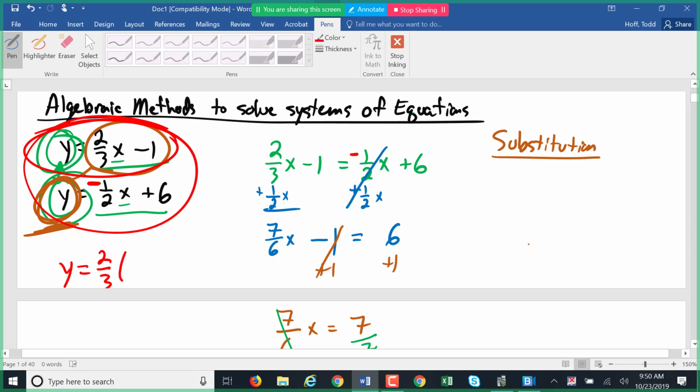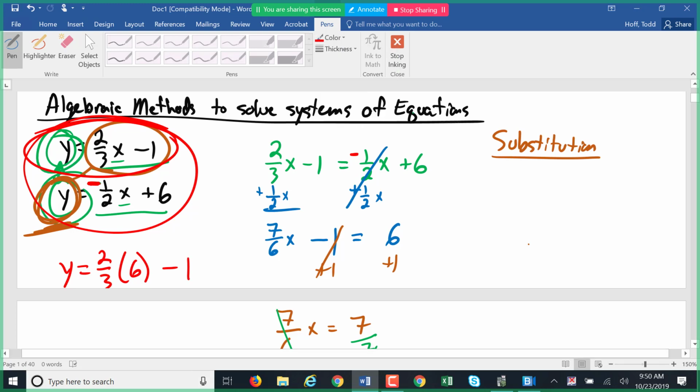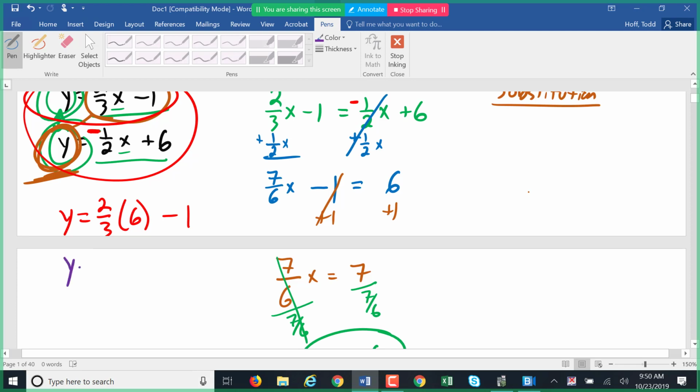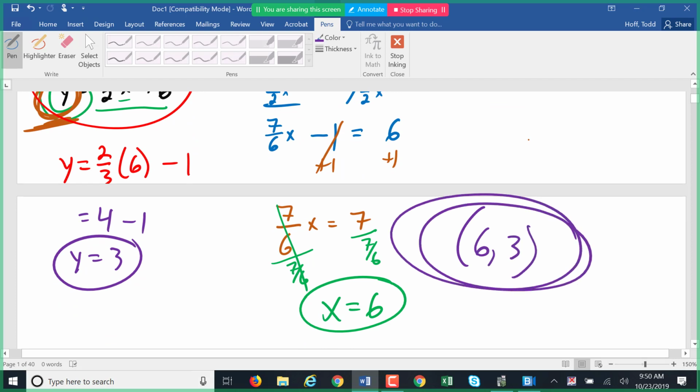So y equals 2/3, instead of x I'm going to put in 6, minus 1. So 2/3 times 6 is 4. 4 minus 1 is 3. So that's y equals 3. So the solution to this system of equations is the ordered pair x is 6, y is 3. And you should express it as an ordered pair like that, unless my math lab may ask you to give the values individually.